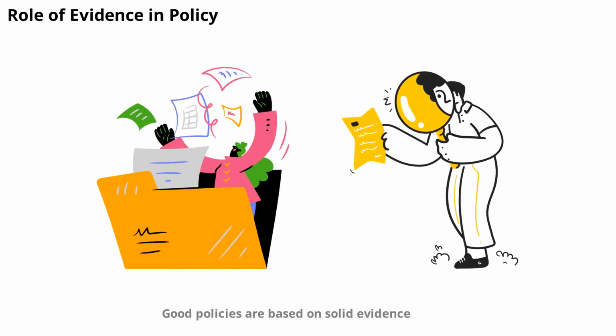Good policies are based on solid evidence. Policymakers rely on research, data, and expert opinions to make informed decisions. Evidence-based policy helps ensure that actions are effective and resources are used efficiently. For example, data on public health trends can guide vaccination campaigns, while economic analysis can inform tax policy. Using evidence reduces guesswork and increases the chances of success.